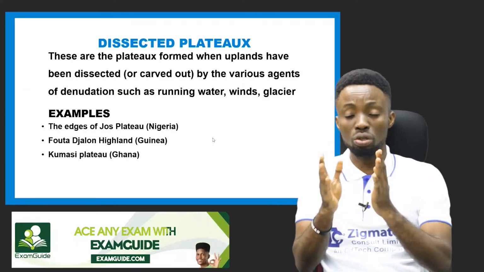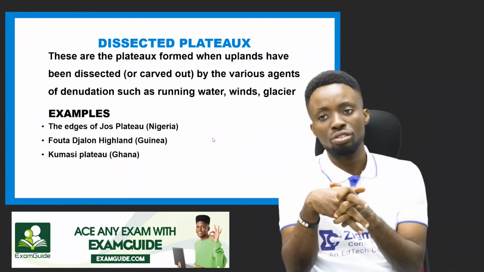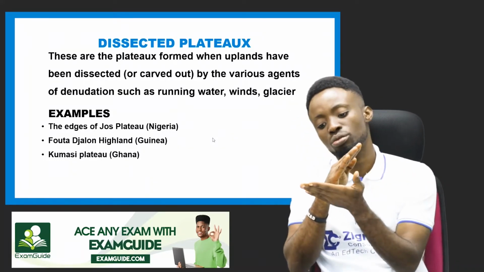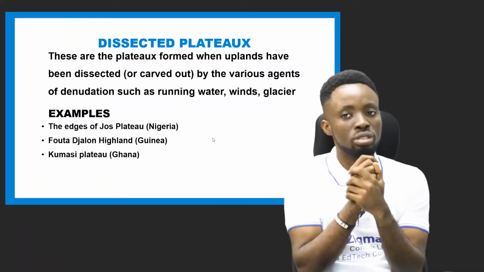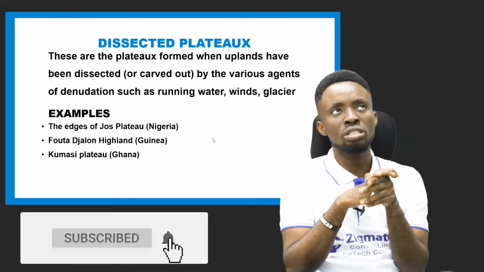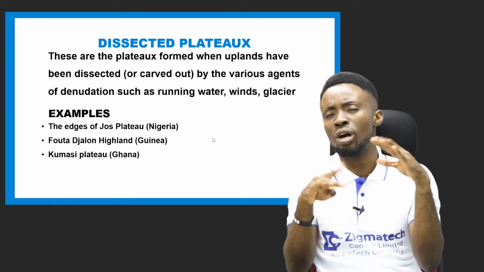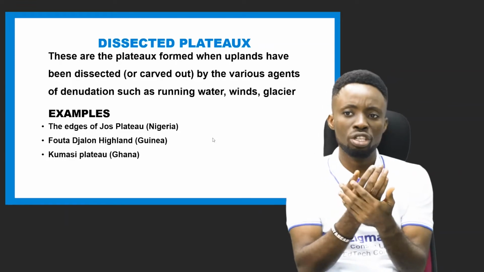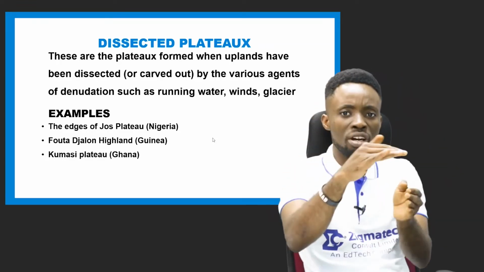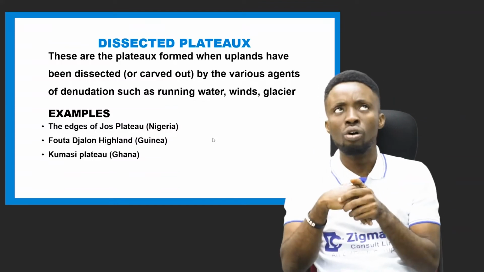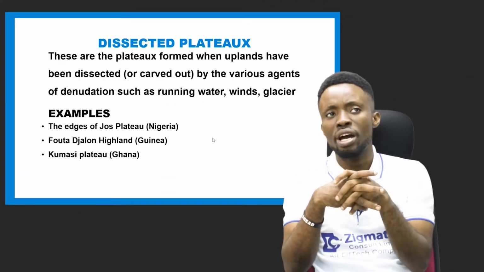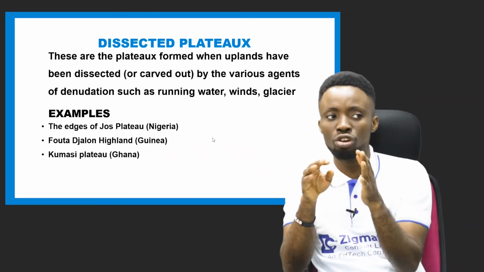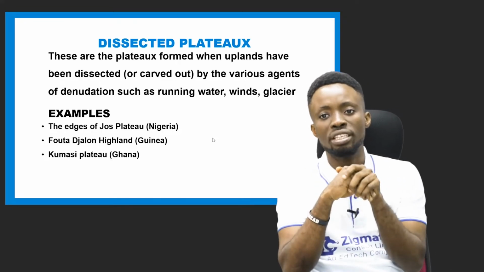So the next plateau is known as the dissected plateau. Now, when we say dissect, we're actually talking about trying to cut something out or to carve out something. So a dissected plateau is a plateau that is formed when uplands or highland areas have been carved out by agents of denudation. When we have a highland area being carved out by running water, or carved out by ice, or carved out by wind, the remnant or the structure that is left is called a dissected plateau.